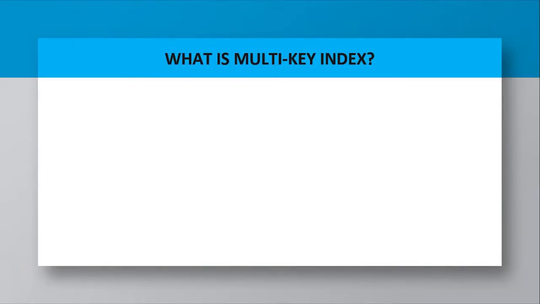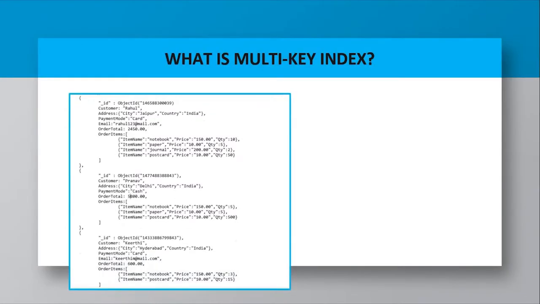Let us understand with an example here. Let's say I have three different documents in a collection of orders, which has various fields such as _id, customer address, payment mode, email, order total, and order items. Now, if you look at this collection, order items has array values. For example, for the first ID, for customer Rahul, we have four different array values of order items: item name notebook, item name paper, item name journal, and item name postcard.